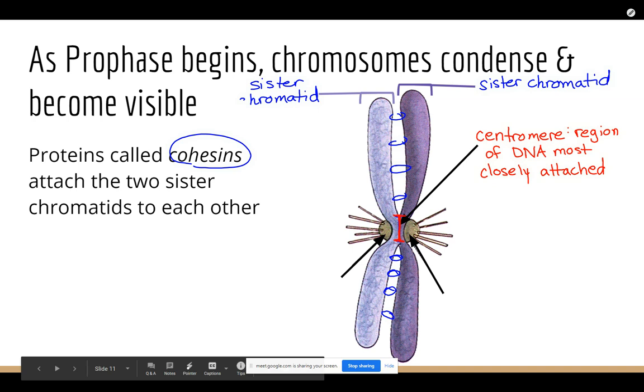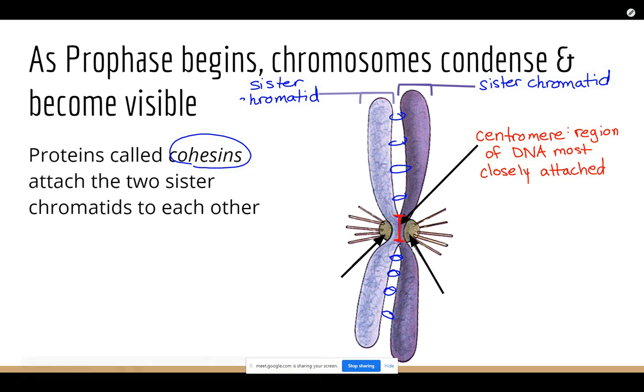Then you'll also notice right around that centromere region, there are these two brownish round things sticking out. Those are called kinetochores. What those are is a complex of proteins where the spindle, those microtubules of the cytoskeleton, attach to these chromosomes. And later, that's what will actually pull these two sister chromatids apart from each other.